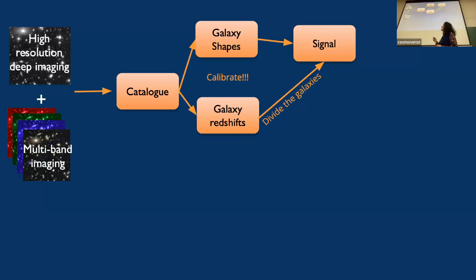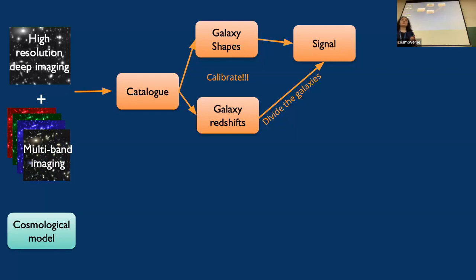Now that we have our galaxy shapes and galaxy redshifts, we first divide the galaxies into redshift bins, so they're called tomographic bins normally. So we can get the evolution of matter, so a bit more information from the data. And then we correlate the shapes of galaxies to get the signal. Okay, so we have the signal. Now we need the model to compare it with.